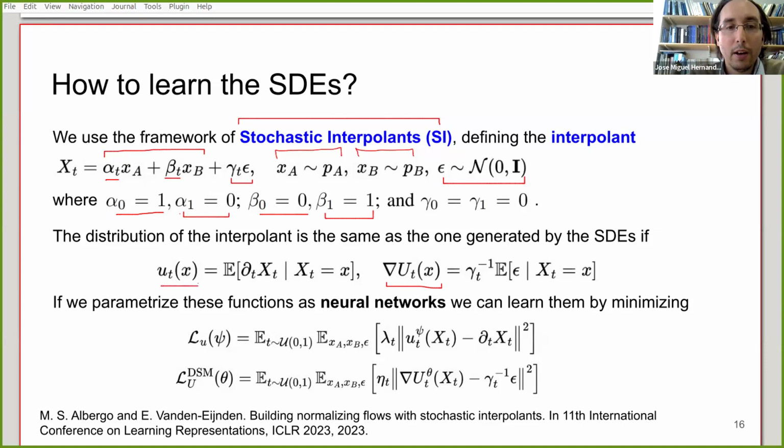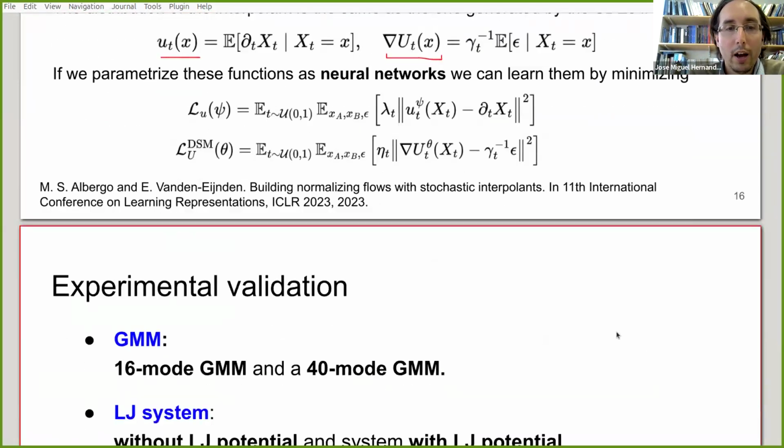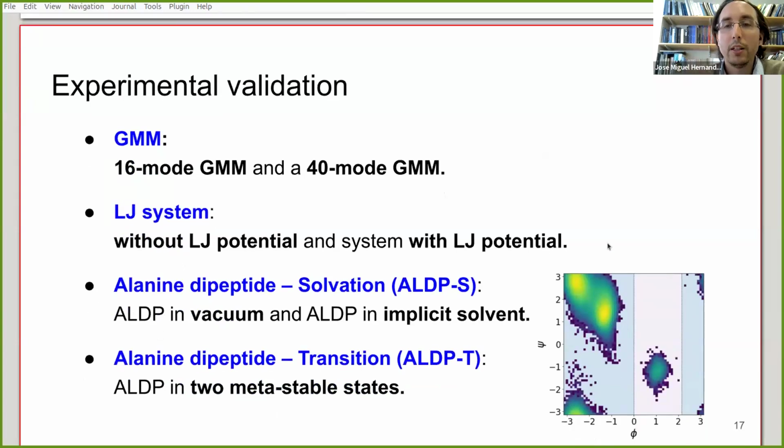And the drift term U, you can estimate quite easily because it is equal to the expectation of the derivative of the interpolant with respect to the time variable. We can estimate this conditional expectation by minimizing a squared error loss, and the same thing for the score. Good. So we can use these methods to learn the SDEs, and we can see how this works in practice. This was validated on experiments on different problems.